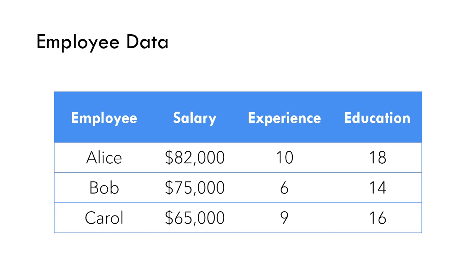Bob only has 6 years, but he's in the middle. He's making more than Carol, but less than Alice. And then we also see that he has the least amount of education. So again, anecdotally, you might think, well, if I don't have enough education, I'm not going to make as much money as everybody else. Sometimes that's the case. Sometimes that's not the case. So to standardize the data so that we can understand this better, we'll use the Z-score.